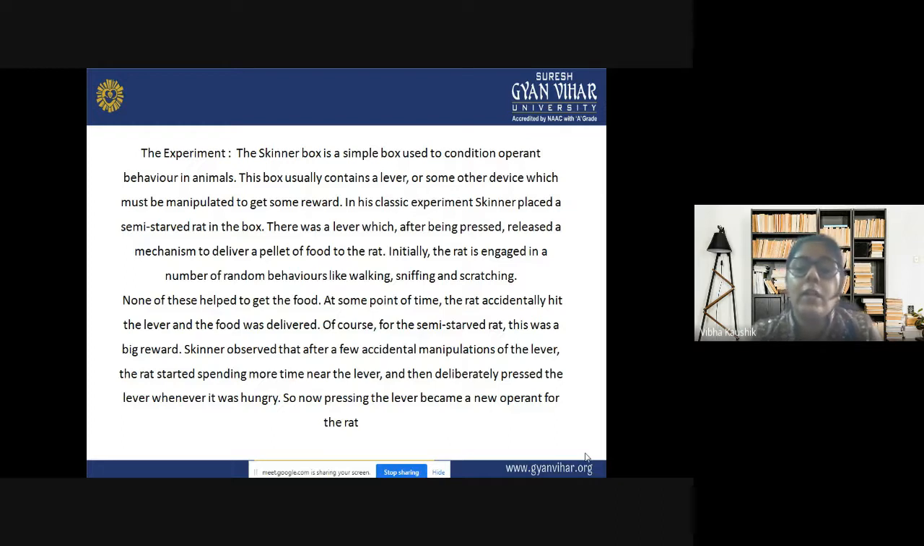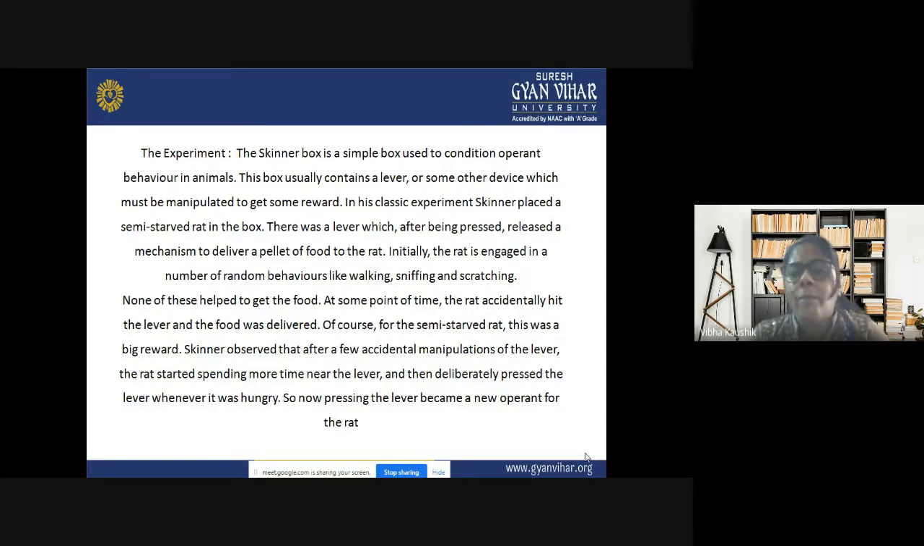But when Skinner put the rat in the Skinner box, it started giving some random behaviors. It did not directly manipulate the lever. It did random behaviors like walking, sniffing, and scratching. None of these behaviors helped the rat to get the food. At some point of time, the rat accidentally hit the lever.